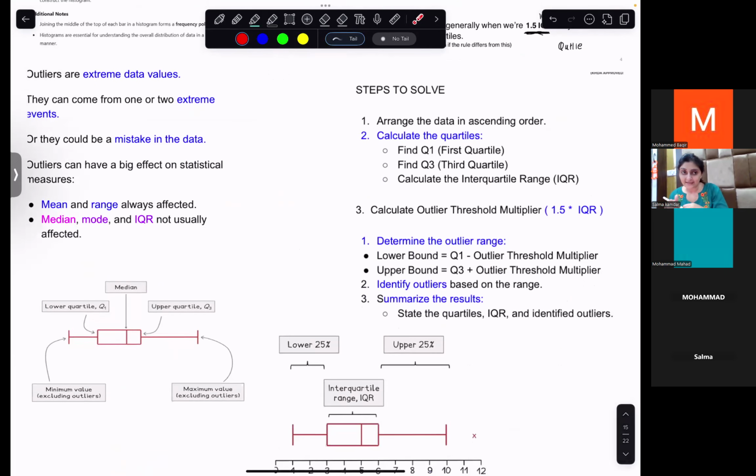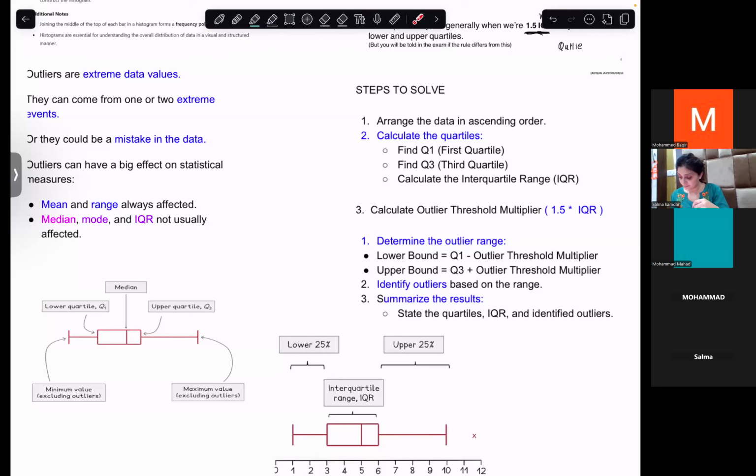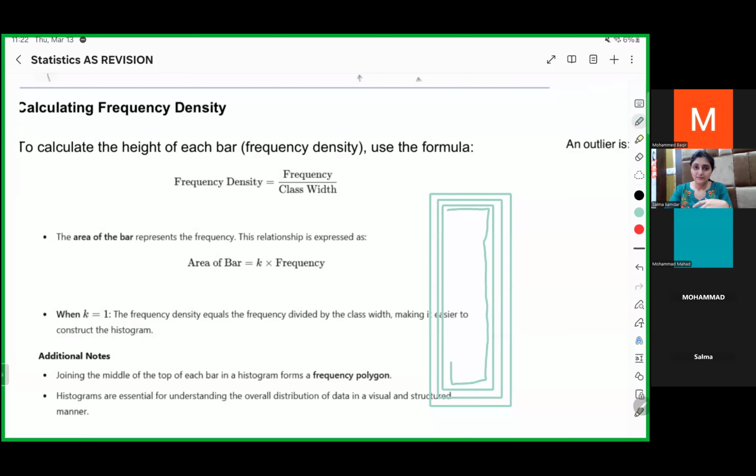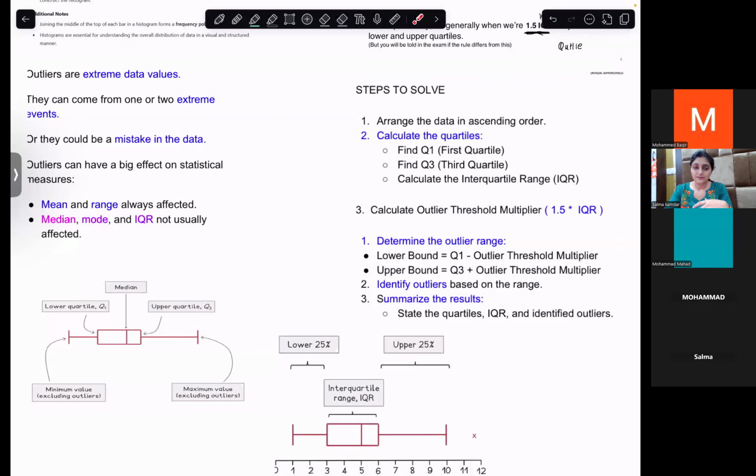Haris, now the next topic, outliers. Yes. So for outliers, the first thing you need to calculate is your Q1 and your Q3. What is an outlier? Okay, outliers are extreme values in data. And they could be mistakes, but they could also be correct values. We're not very sure of that, but normally it's a mistake.